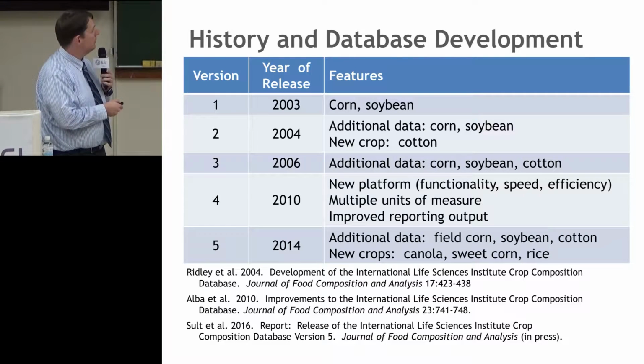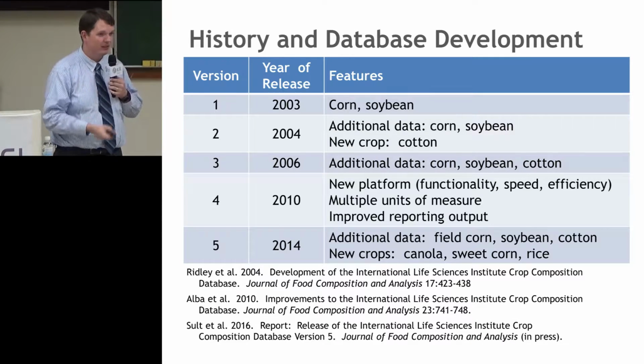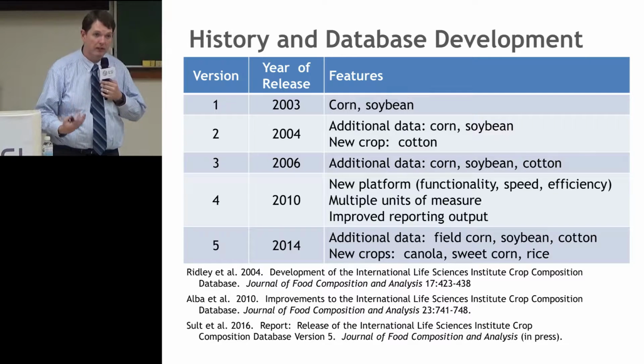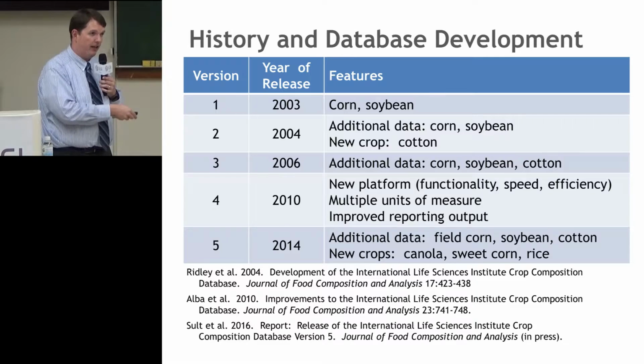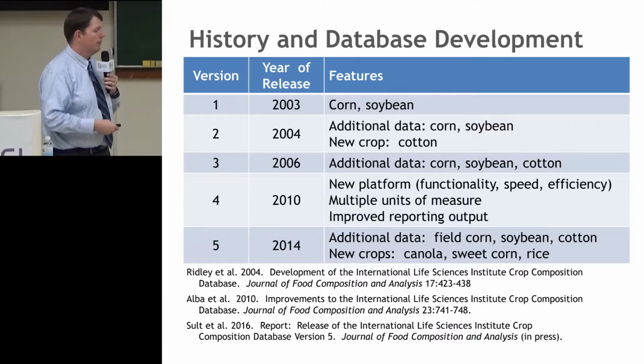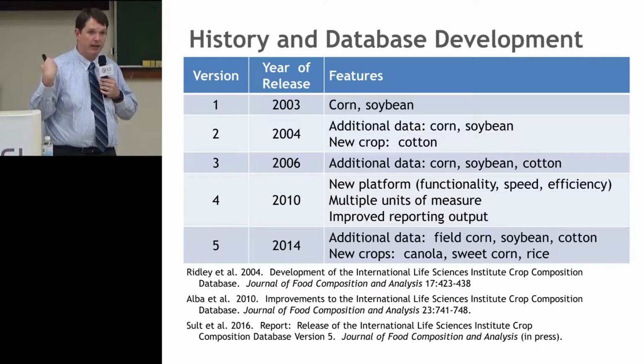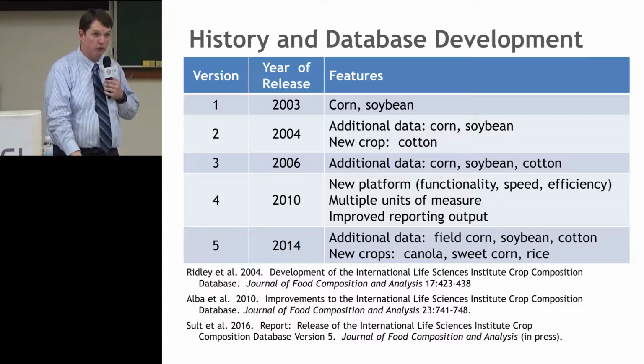In 2014, we added field corn. Field corn and sweet corn are treated as 2 different things. So sweet corn is what people eat, and field corn is what animals eat. And the reason those are treated separately is that for field corn, they don't necessarily collect data on non-kernel tissue.